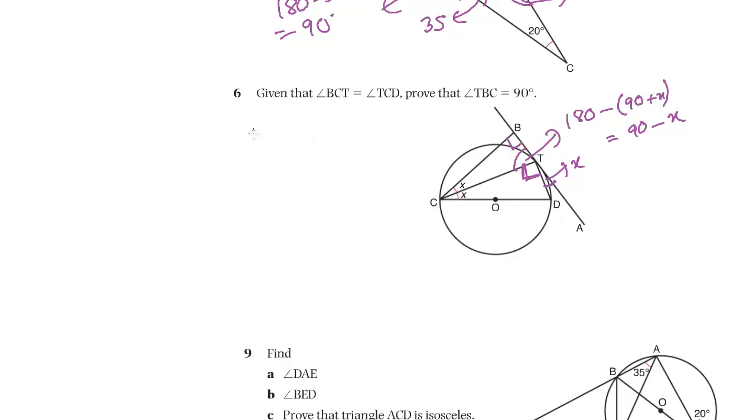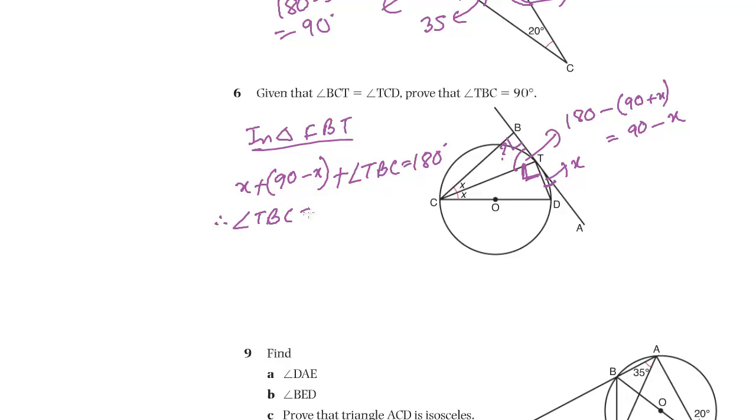Let's take this triangle. So in triangle CBT, we can take this angle as x, plus this angle is 90 minus x, plus this angle is the unknown. Let me name it TBC, same name. So together it's 180 degrees. So now let's see whether angle TBC is 90 degrees. So angle TBC equals 180 minus 90. Now this x and this x cancel. So angle TBC is 90 degrees.